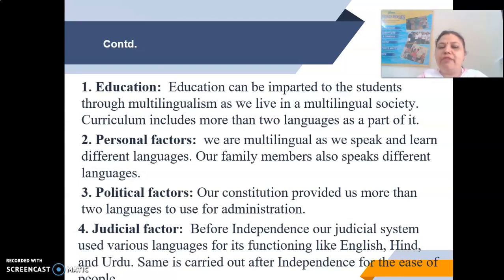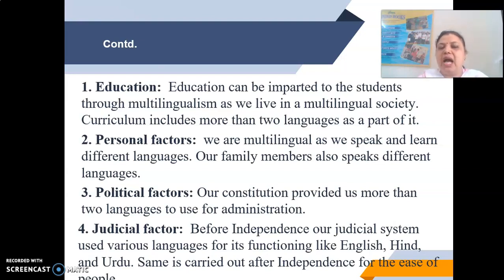In the area of education, education can be imparted to students through multilingualism, as we live in a multilingual society and the curriculum includes more than two languages as a part of it. The three language formula is part of our curriculum at school level. Personal factors: we are multilingual as we speak and learn different languages. Our family members also speak different languages.